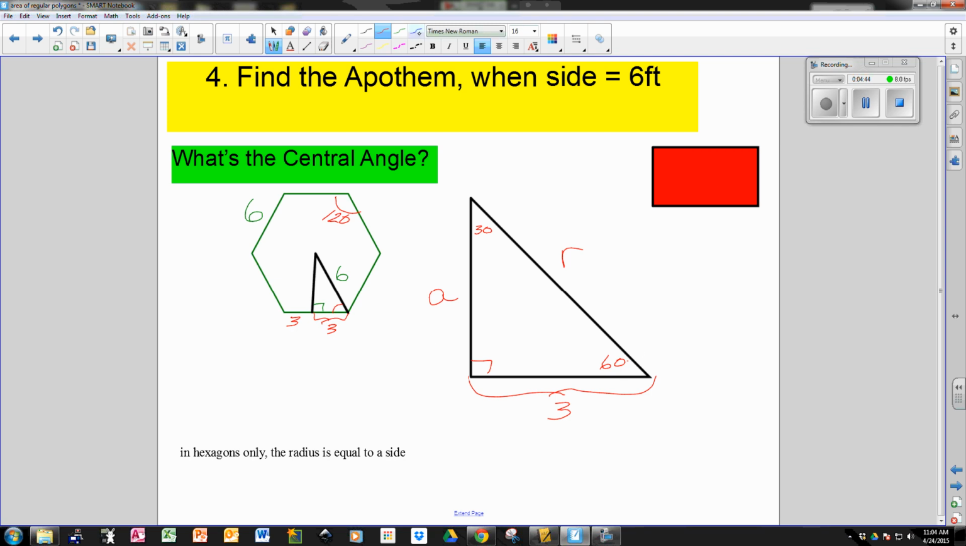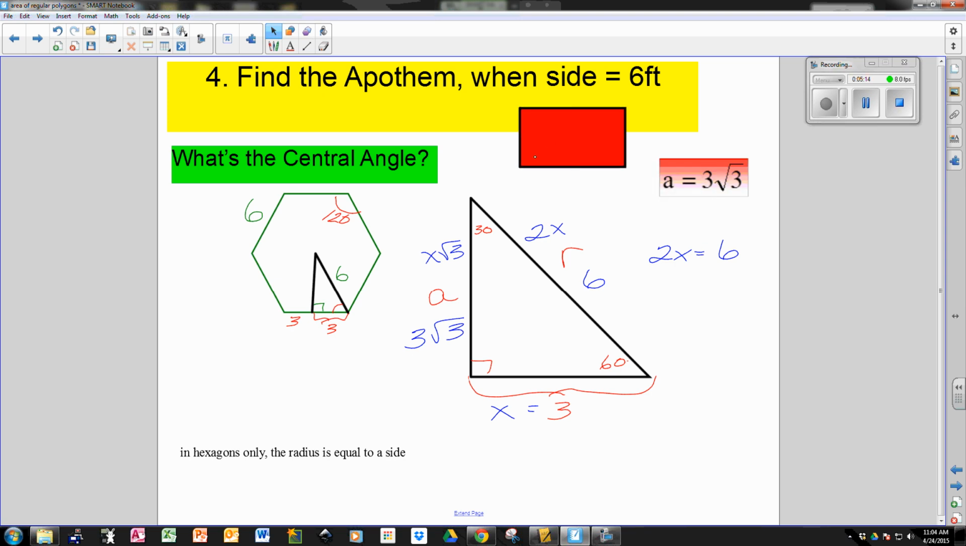So now we need to think about those rules. Well, across from the 30, we label as x. The hypotenuse is 2x, and this is your weird side, x square root of 3. Well, if x is 3, then 2x would be 6. So my radius would be 6. And the apothem, well, if the x is 3, then this side would be 3 square root of 3. So therefore, your apothem is 3 square root of 3.